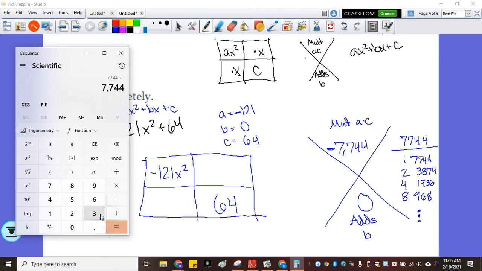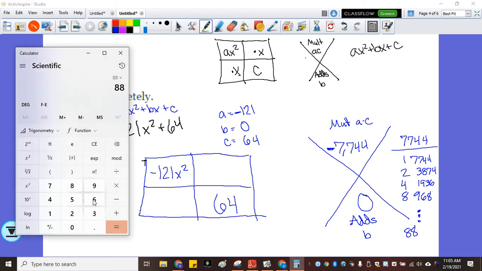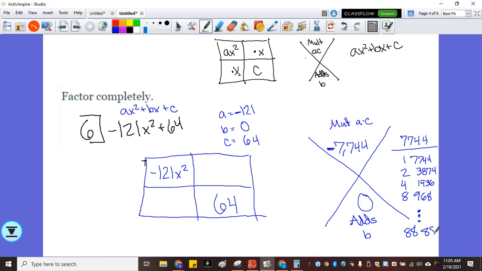Okay. There's an easier way to do this. You want to know what it is? It only works for difference of squares. I hate teaching you only one method, but this is ridiculous. So if you take the square root of 7744, it's 88. 88 times 88 is 7744. And those are our numbers.